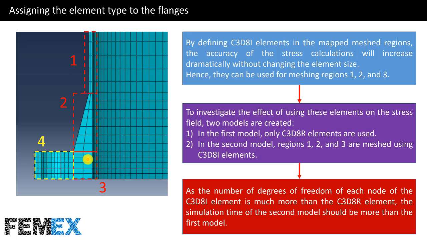To investigate the effect of using these elements on the stress field, two models are created. In the first model, only C3D8R elements are used. And in the second model, regions 1, 2, and 3 are meshed using C3D8I elements. And in both models, the fourth region is always meshed using C3D8R elements. As the number of degrees of freedom of each node of the C3D8I element is much more than the C3D8R element, the simulation time of the second model should be more than the first model.